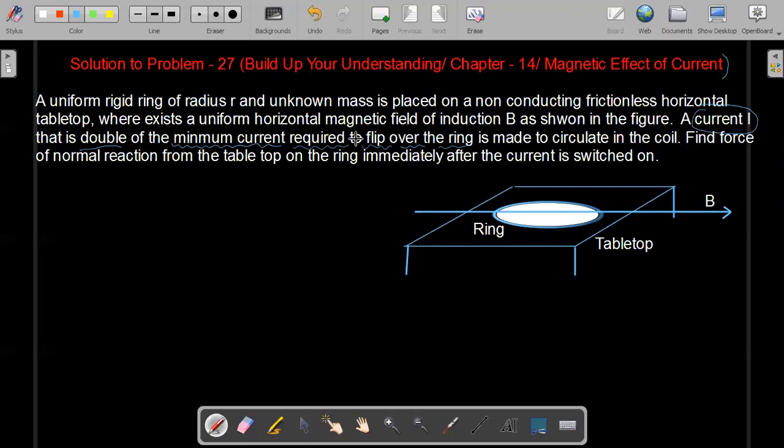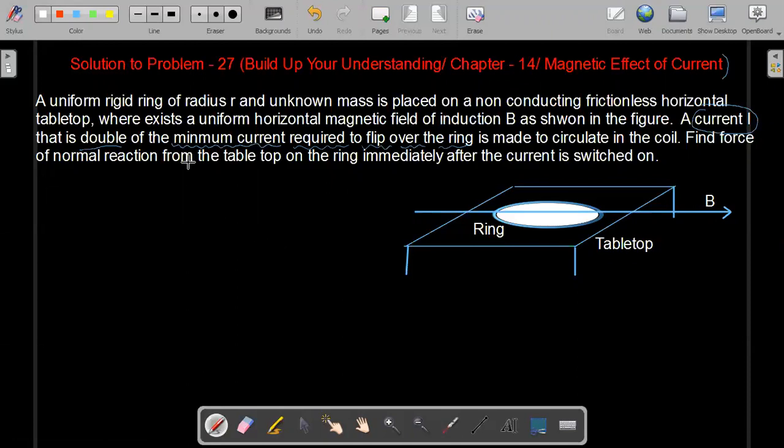Okay. So in that case, we have to find the normal reaction force on the tabletop just after the current is switched on. Okay, so you can try this question and then come back later for the solution part. Now here is the solution part.